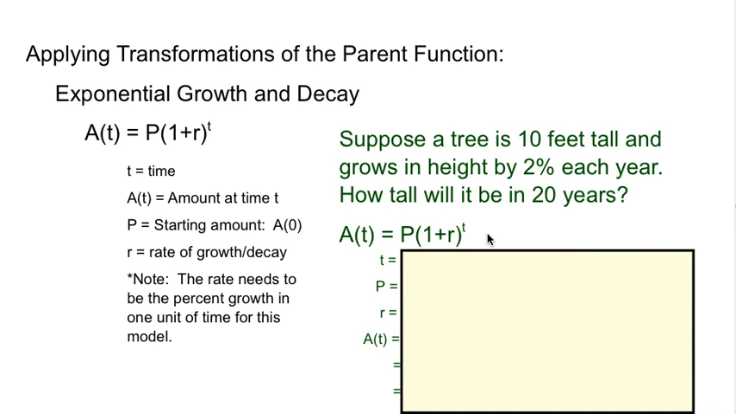Let's do a real simple example here though to see how this works. Let's suppose a tree is 10 feet tall and grows in height by 2% each year. How tall will it be in 20 years?